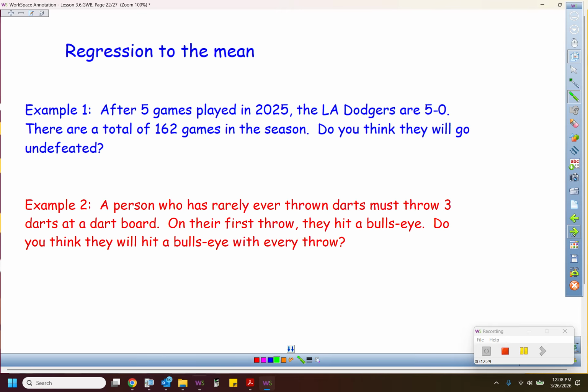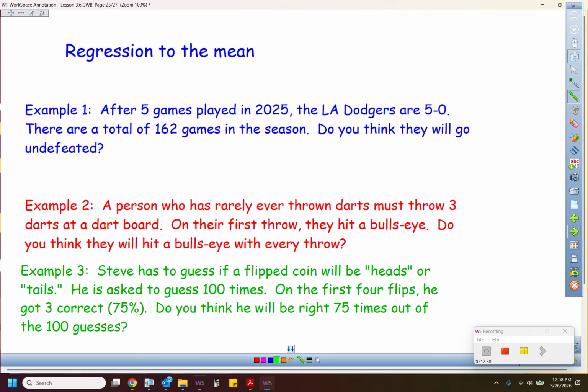And then the last one, Steve has to guess if a flipped coin will be heads or tails. He is asked to guess 100 times. So they're going to flip the coin 100 times. Heads or tails, heads or tails. You have to guess. First 4 times, he got 3 of them right. Isn't that a 75% success rate? Do you think it's going to continue, or will it start to average out to where he'll get probably half of them right and half of them wrong? Because isn't there a 50-50 shot on heads or tails? Are you with me on that?